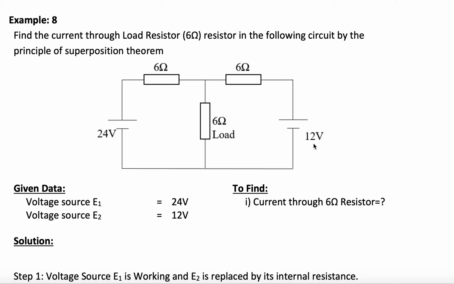Okay, let's see an example. You have to find the current flowing through the load resistor of 6 ohm in this circuit using superposition.